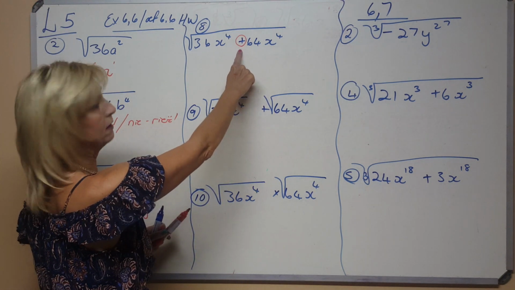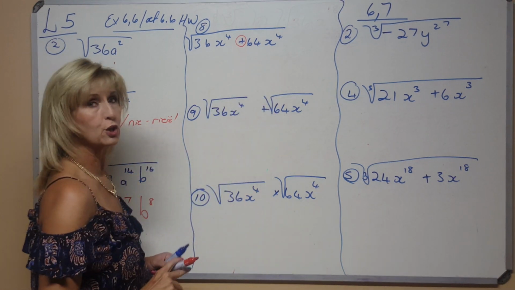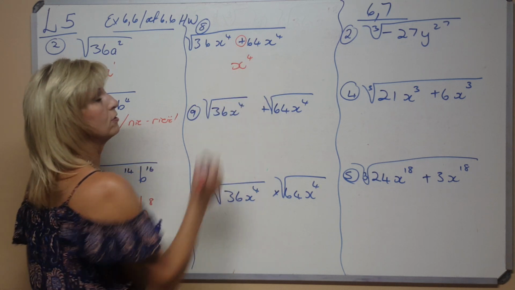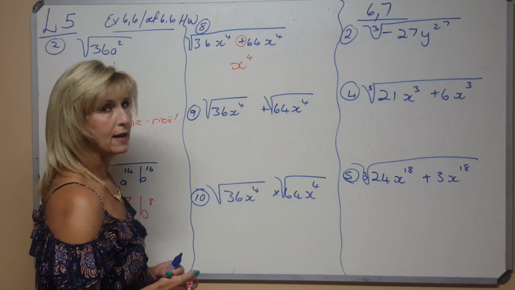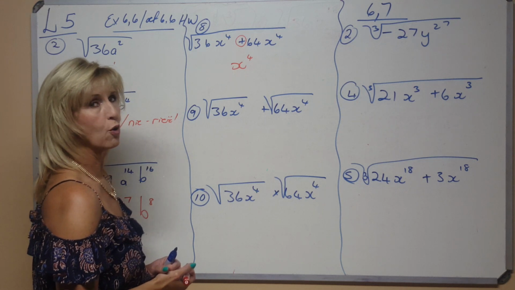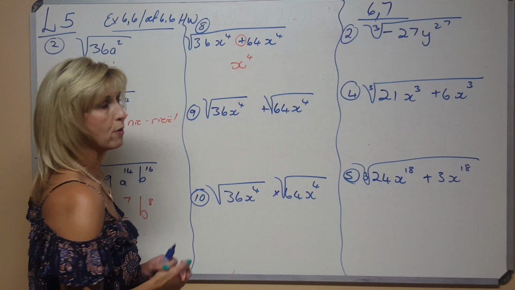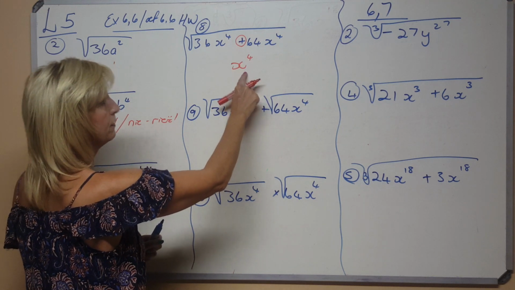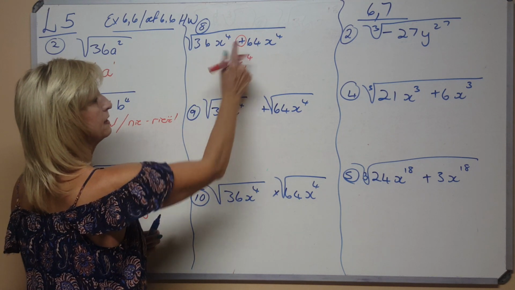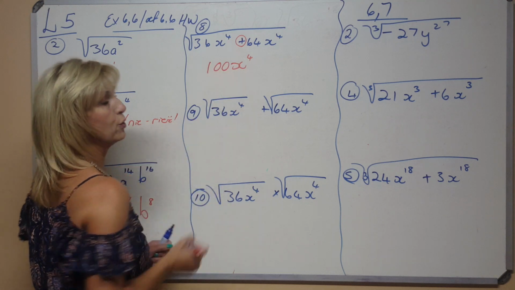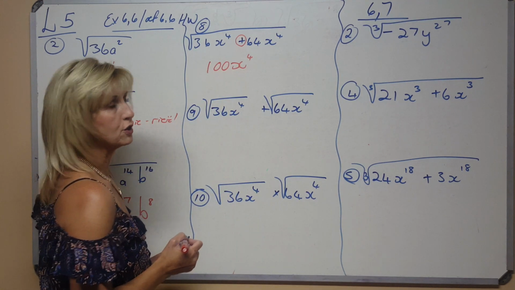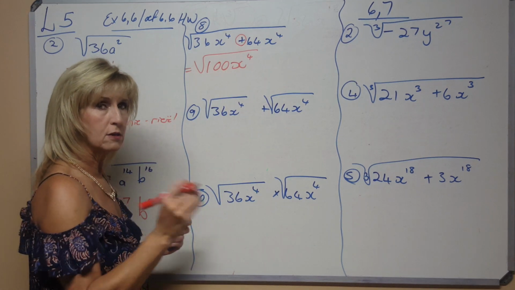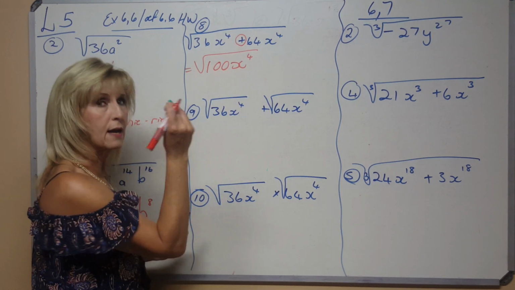Hier kan ek optel gelyksoortige terme, want daai 2 is gelyksoortig, x tot die 4, x tot die 4, bly 'n sekere aantal x tot die 4. When you add the coefficients. As jy optel, tel jy die koëffisiënte bymekaar. As dit gelyksoortig is, dan bly hy x tot die 4, maar jy tel op. 36 plus 64 is 100. En dan bly dit nog steeds in die wortel. Jy het niks met die wortel gedoen nie. Until you do something with that root, it stays there.